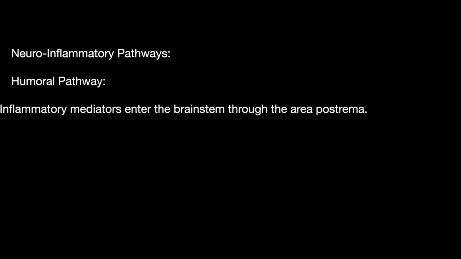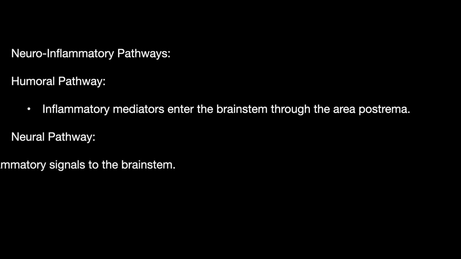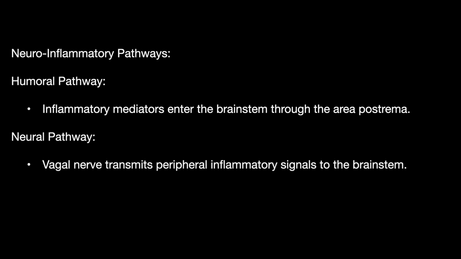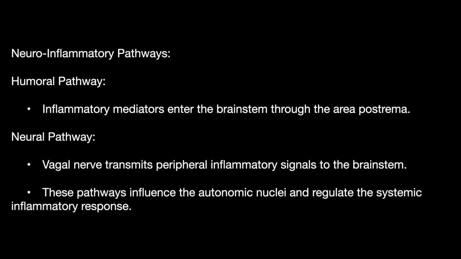Regarding the neuroinflammatory pathways, the humoral pathway: the inflammatory mediators enter the brainstem through the area postrema. The neural pathway: the vagal nerve transmits the peripheral inflammatory signals into the brainstem. These pathways influence the autonomic nuclei and regulate the systemic inflammation.